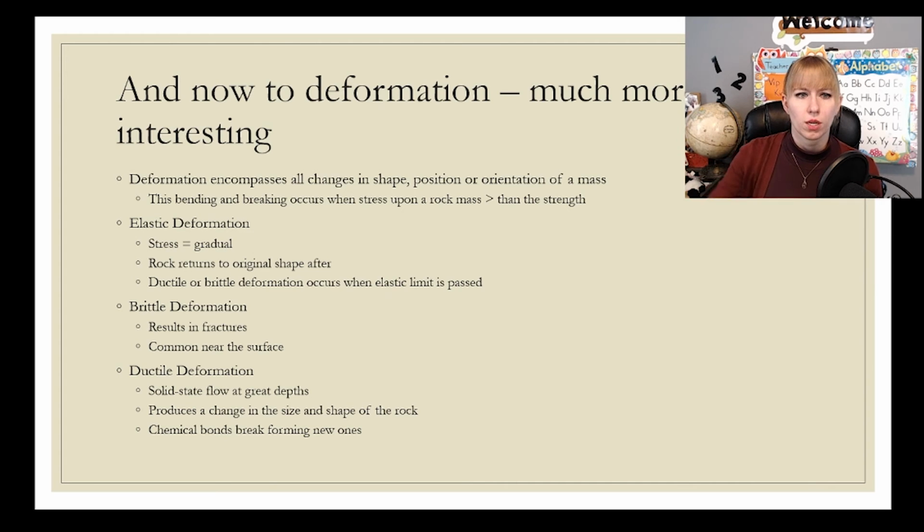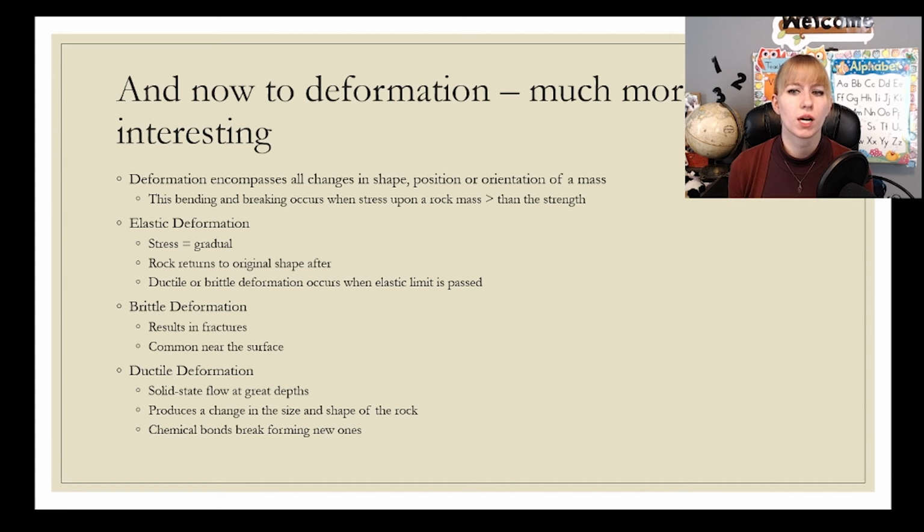So now to deformation, a lot more interesting things happen here. Deformation encompasses all changes in shape, position, or orientation of mass, such as bending, breaking, when stress upon a rock is greater than the strength of the rock. And you have three types of deformation: elastic, brittle, and ductile.